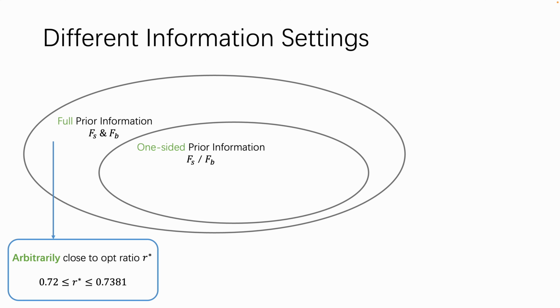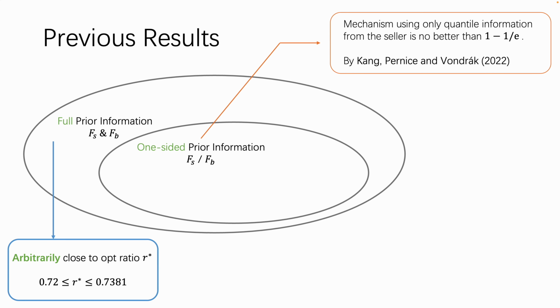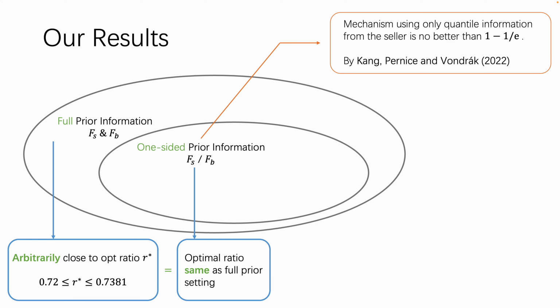So we next consider the setting where we only have one-sided prior information. This means that we only know the distribution of the seller or the buyer. In this setting, Kang, Pernis, and Wondrak show that if the mechanism only uses the quantile information from the seller, then it is impossible to beat 1-1/e.